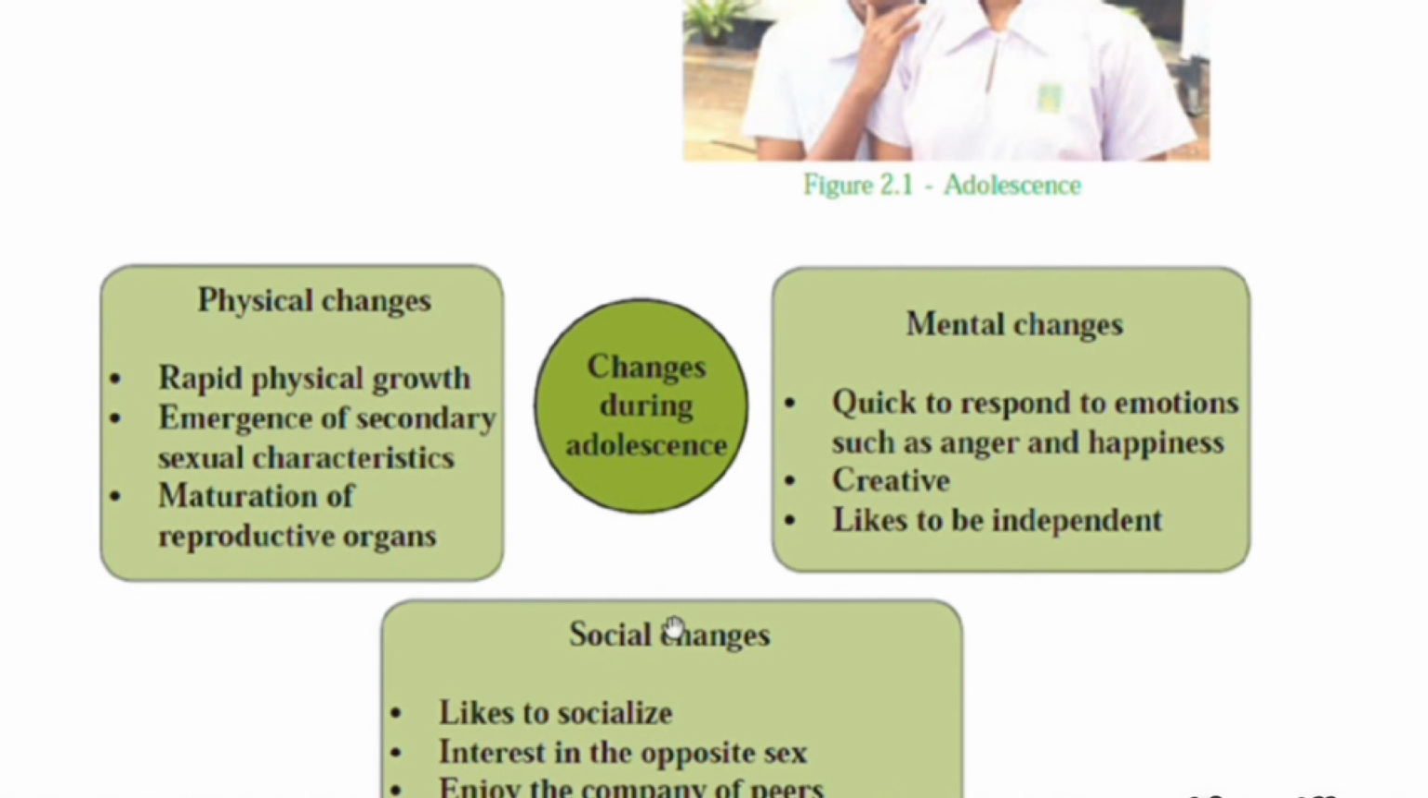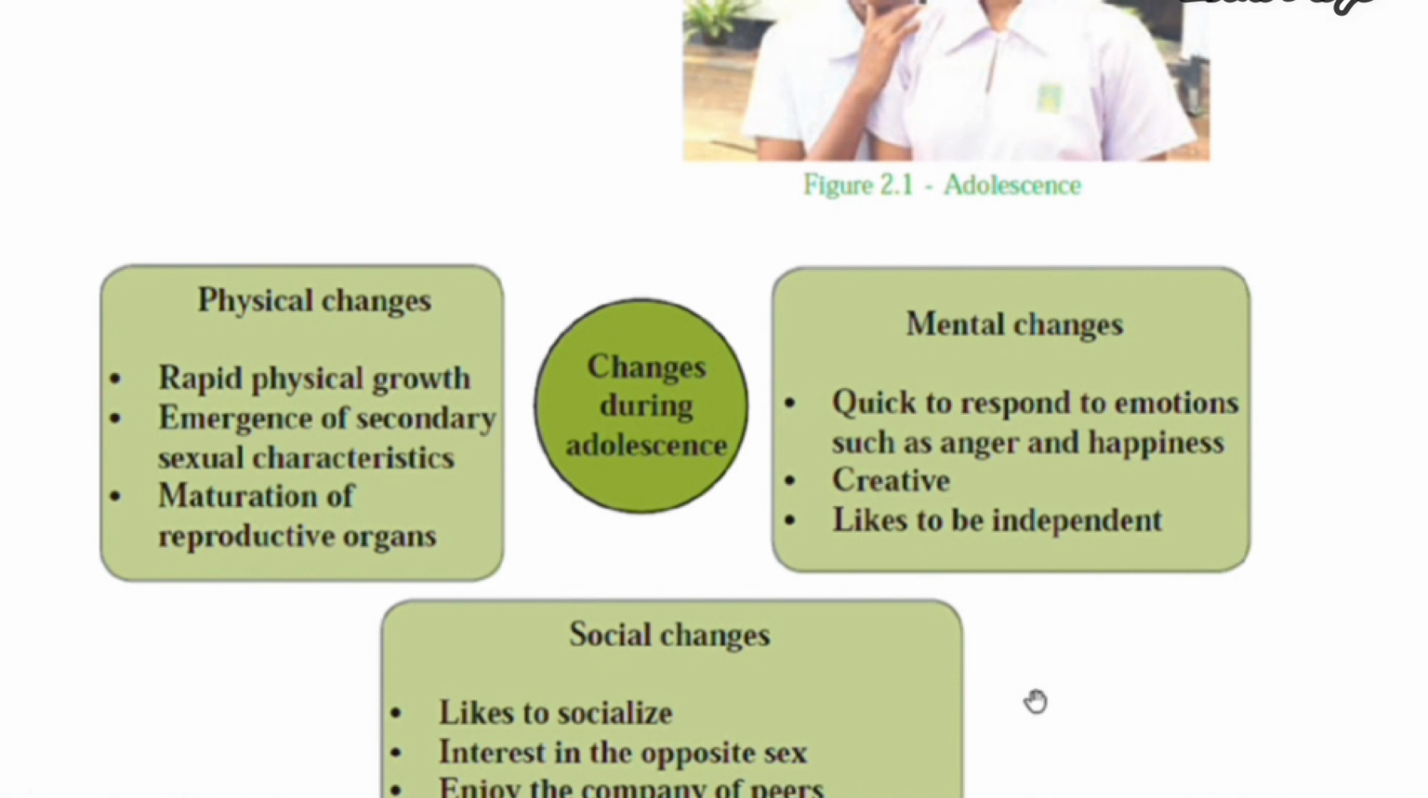Mental changes: quick to respond to emotions such as anger and happiness, creative, and liking to be independent. We can see huge mental changes during adolescence. Adolescents are very creative and like to be independent. There are social changes too, such as liking to socialize.